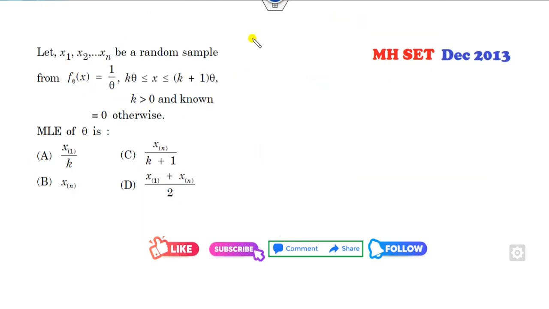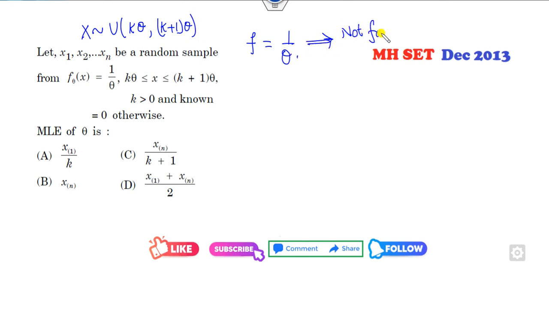Okay, the PDF is already given to be this. Fine. So again you can see the xi's are a random sample which follow this distribution, that is basically a uniform distribution of k theta and k plus 1 theta. So clearly it is not free from theta. That means you have a unique MLE. So how can you find the unique MLE?